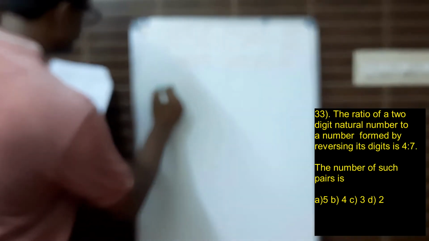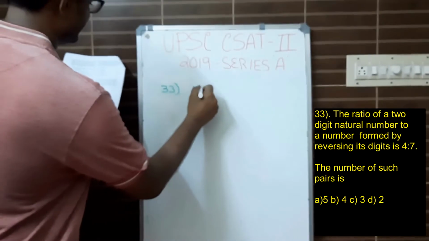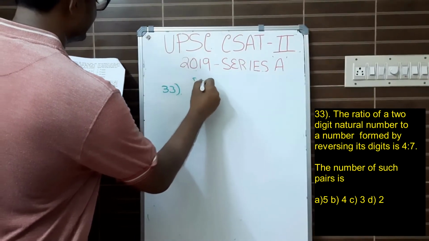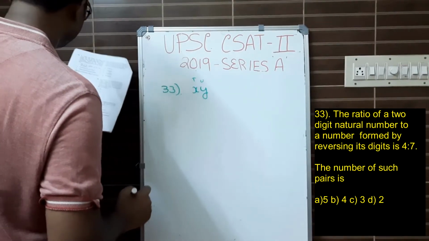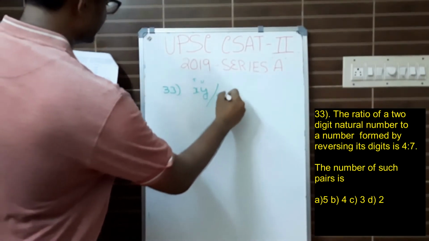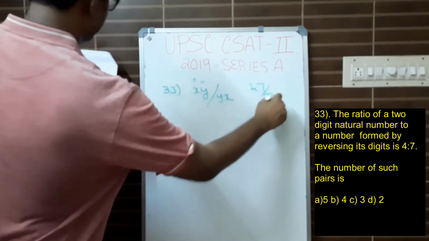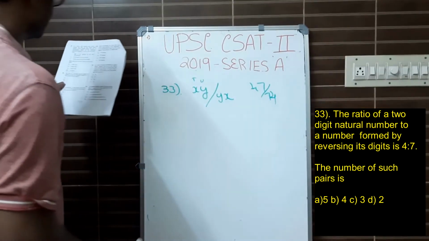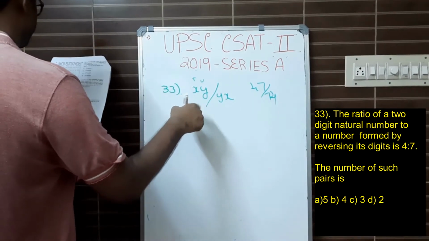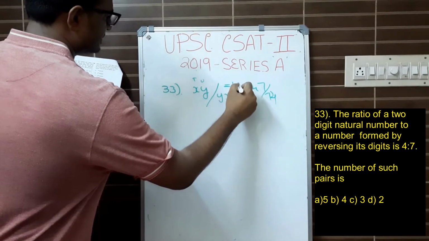The third question, we have the ratio of a two-digit number, that would be xy, tens place and units place, to a number formed by reversing its digits, that is a number say yx. It's not exactly yx, it's like say something like 47 by 74. The ratio of a two-digit natural number to a number formed by reversing its digits is 4:7, that is 4 by 7.